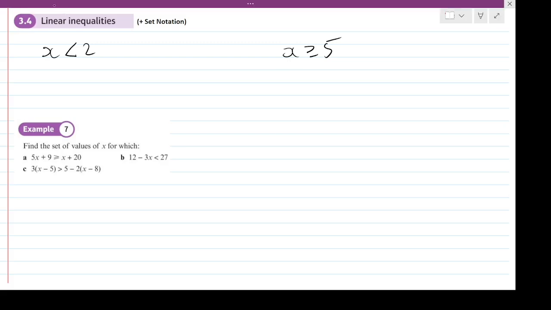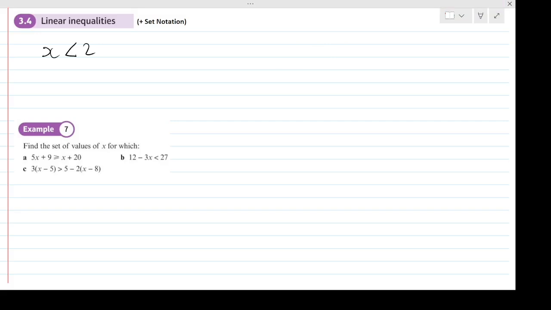There's no powers, so no x squared, no anything like that. So they're fairly simple, right? And we're going to look at solving them and interpreting them. And that's essentially it, right? So this should just be from GCSE.